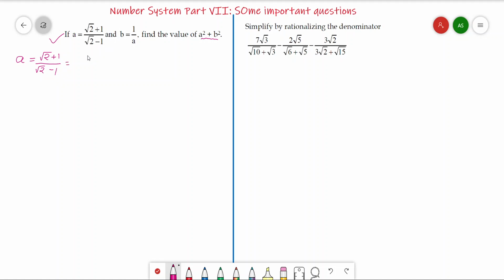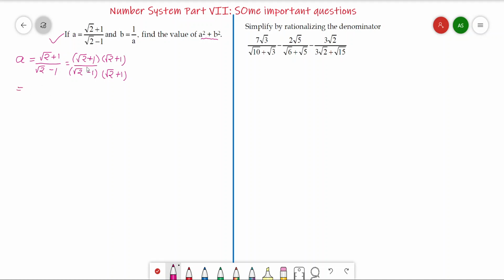So first of all, we will try to make the denominator rational by multiplying with its rationalizing factor. I hope you are all aware by now of how to find the rationalizing factor of a particular number. Over here it is root 2 plus 1. So we multiply by root 2 plus 1 in the numerator as well as in the denominator.